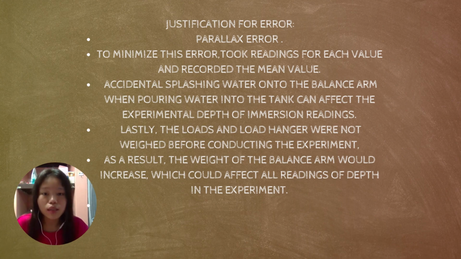Last but not least, the loads and the load hanger were not weighed before conducting the experiment, hence the accumulation of dirt and oil over time on them may have increased their mass slightly. However, we are not sure of the source of this. As a result, the weight on the balance arm would increase and hence also lead to inaccuracy in our result. However, this can be minimized by weighing them before we conduct the experiment.